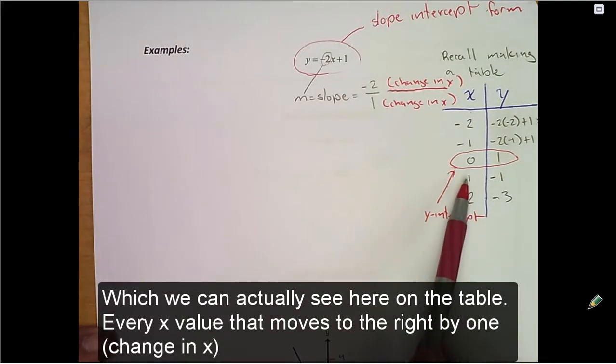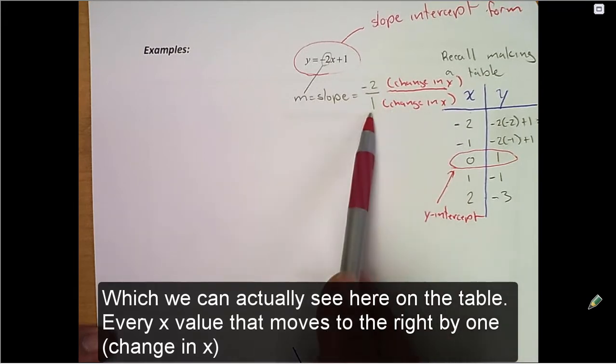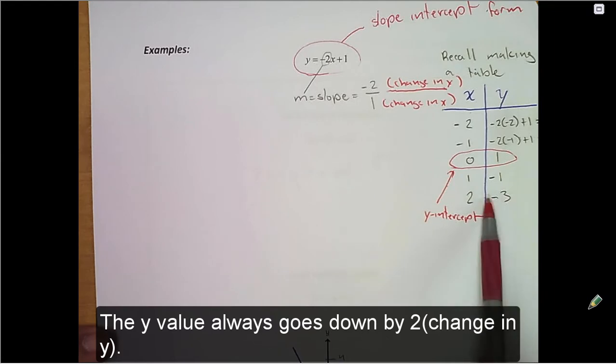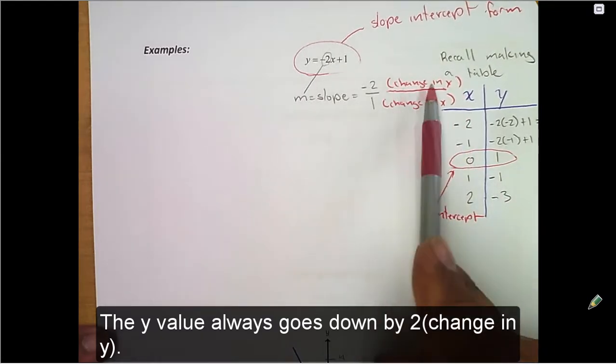Which we can actually see here on the table. Every x value that moves to the right by 1, change in x, the y value always goes down by 2, change in y.